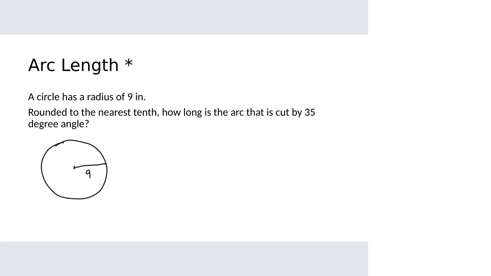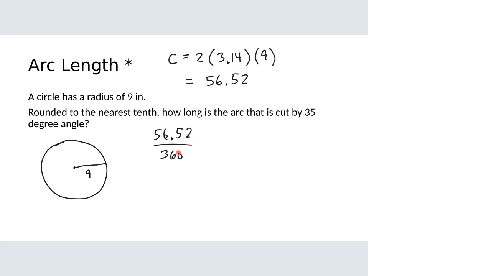We know we're going to need the circumference, and the circumference is going to be 2 times pi times the radius. And so here, that's going to be 2 times 3.14 times 9, or 56.52. Then the arc length, if it's 56.52 all the way around the circle, 360 degrees, then how far is it if we only go 35 degrees around the circle? And that's how we'll answer this one.